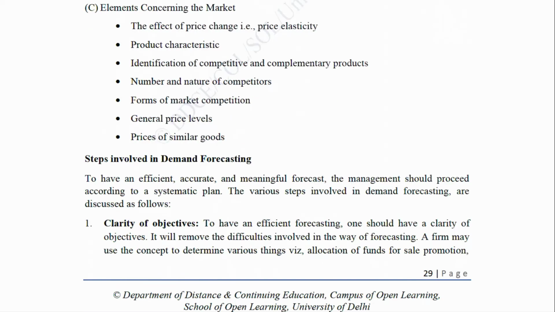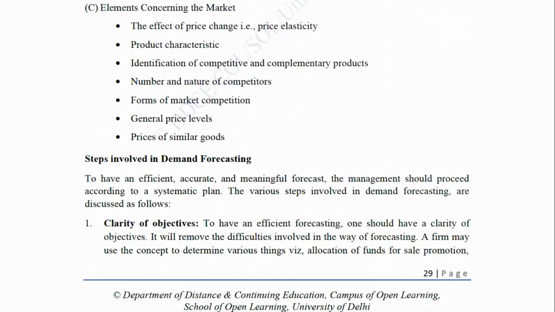C. Elements concerning the market. First, the effect of price change, that is price elasticity. Second, product characteristics. Third, identification of competitive and complementary products. Fourth, number and nature of competitors. Fifth, forms of market competition. Sixth, general price levels. Seventh, prices of similar goods.